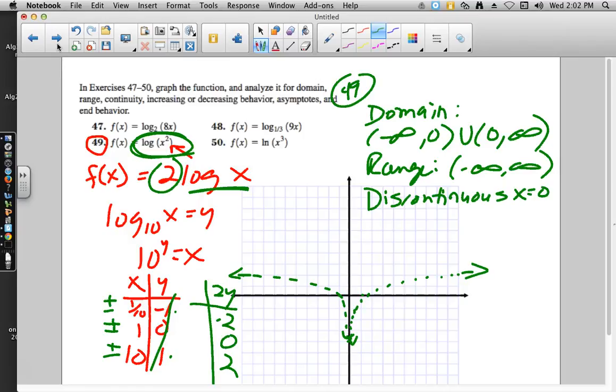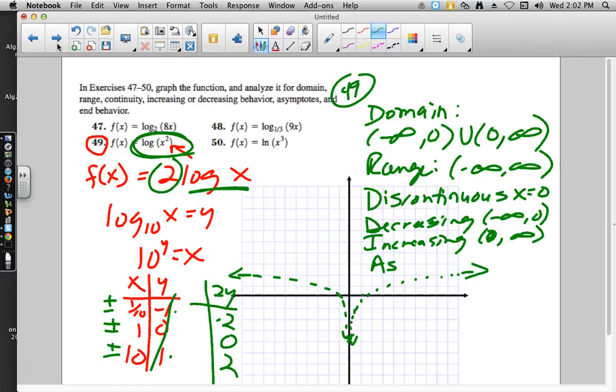And then it says increasing or decreasing behavior. Well, this time we actually have both. This is decreasing on the left-hand side of the y-axis, so decreasing from negative infinity to 0, and increasing from 0 to infinity. And of course, with increasing or decreasing behavior, we are not going to use any square brackets at all to include those.